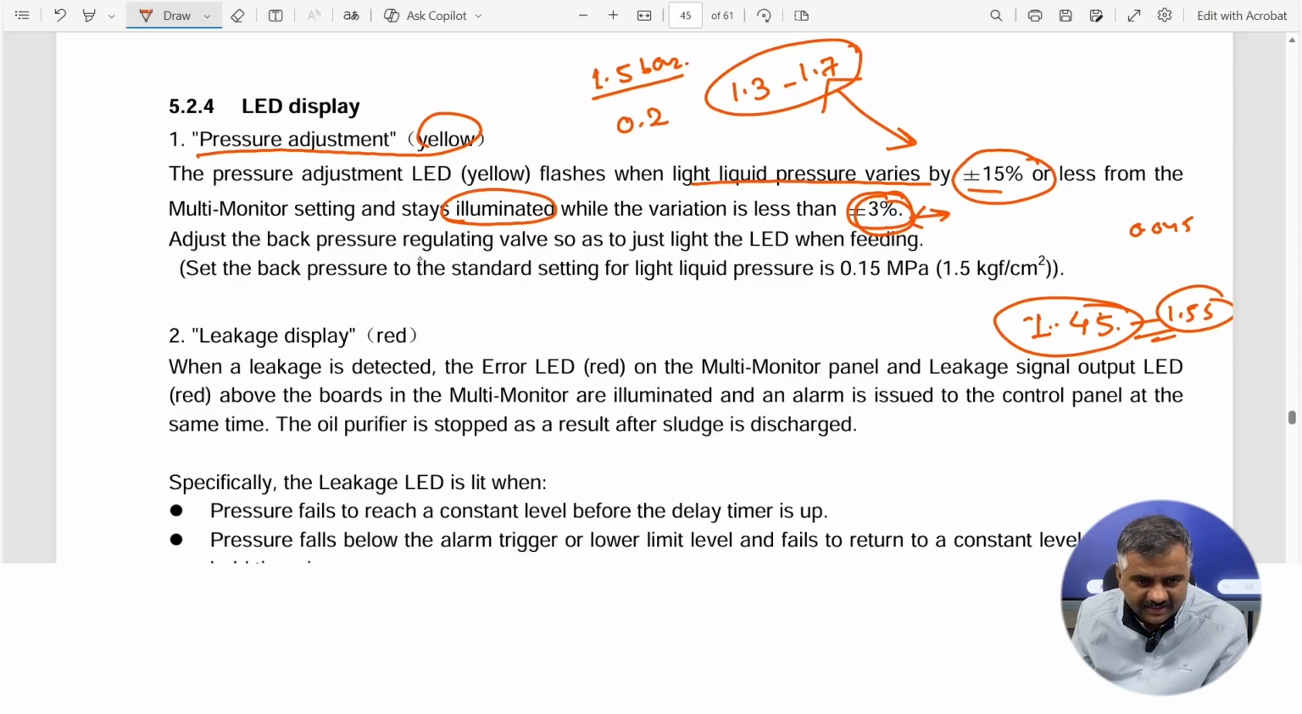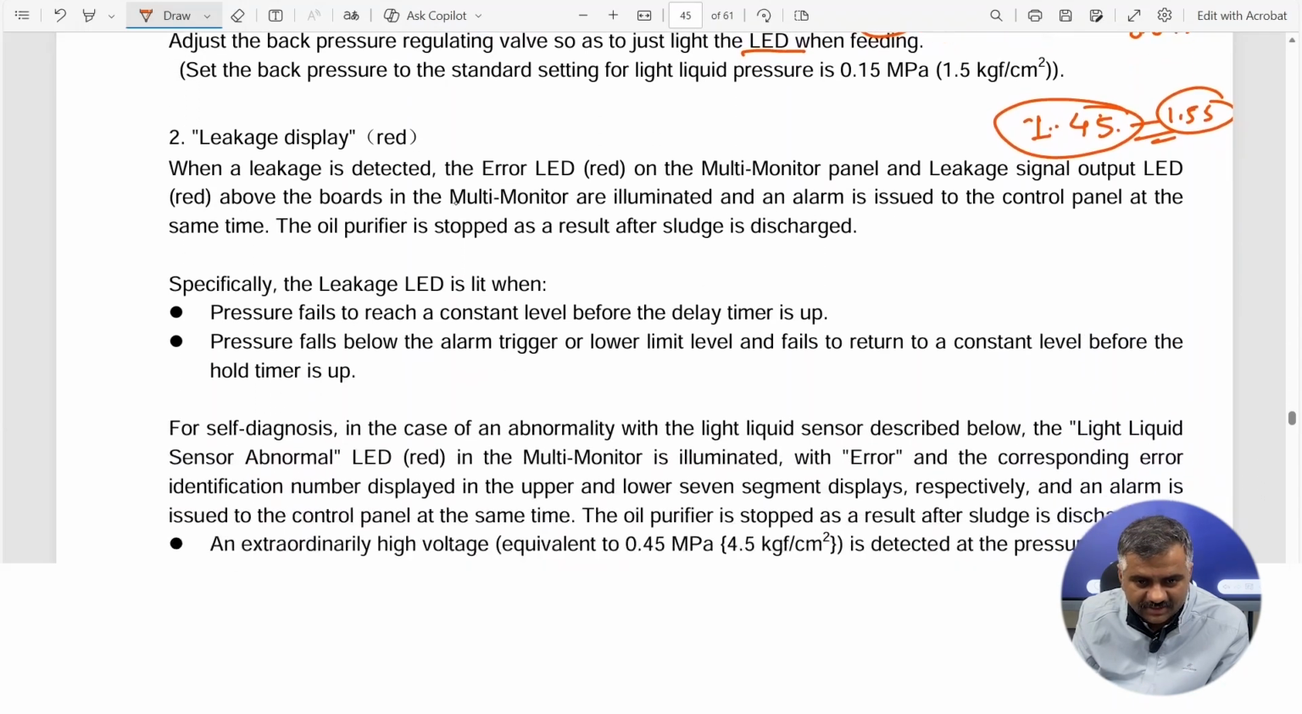the standard leakage display. So if multi-monitor timers are up and the alarm is given, the error LED, the red LED, will indicate that leakage alarm has taken place. In that case, purifier is stopped as a result, and after the dislodging. So after dislodging, as the leak off alarm will come, the purifier will be stopped in that case. So that is what it is also saying.